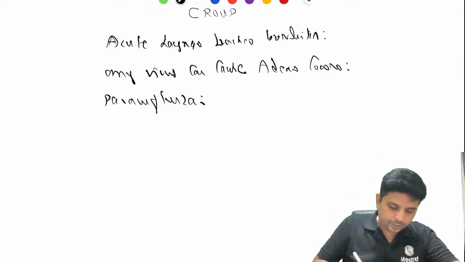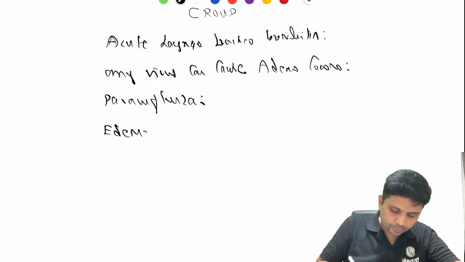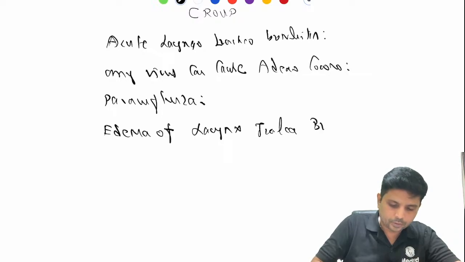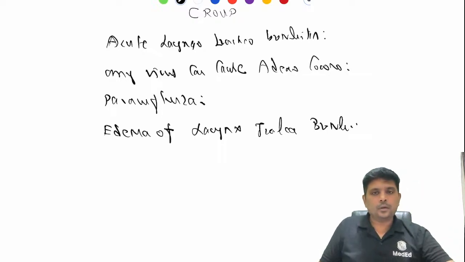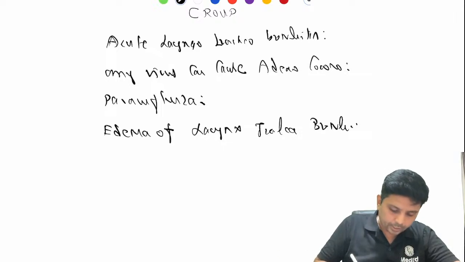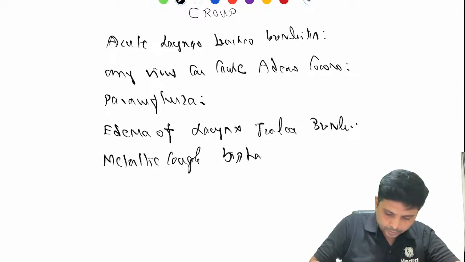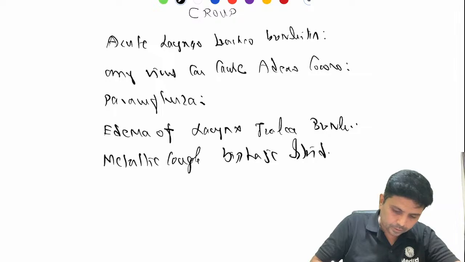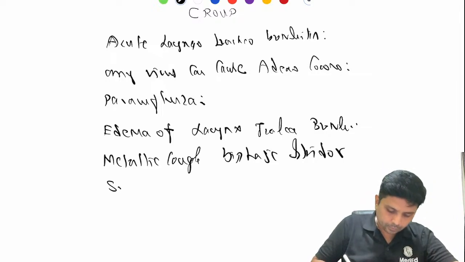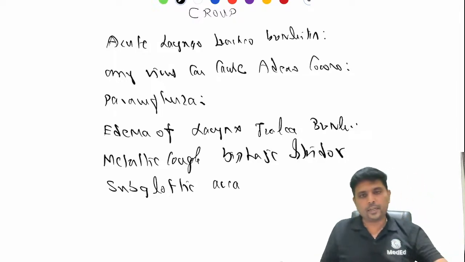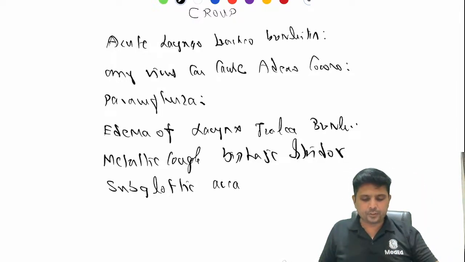So what is the manifestation? You have edema and inflammation of the larynx, trachea and bronchi, leading to a metallic cough along with biphasic stridor. Because of the involvement of the subglottic area, you will get biphasic stridor.